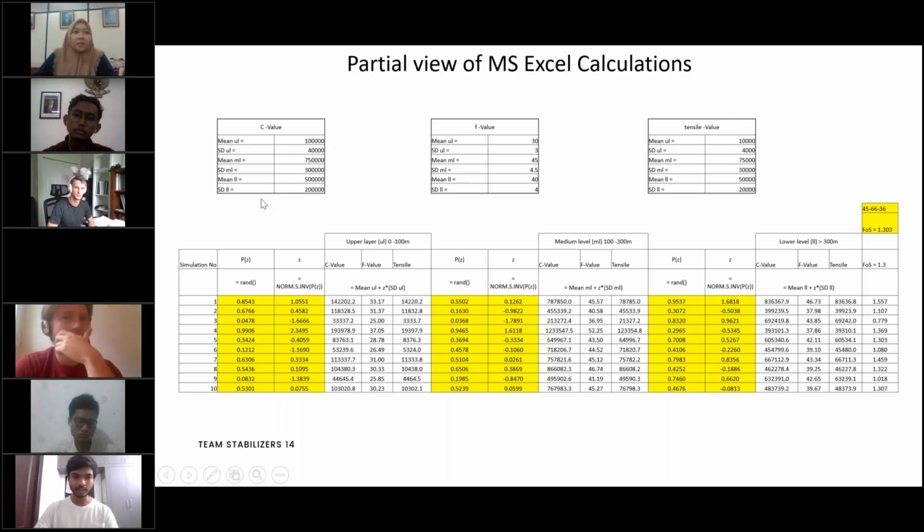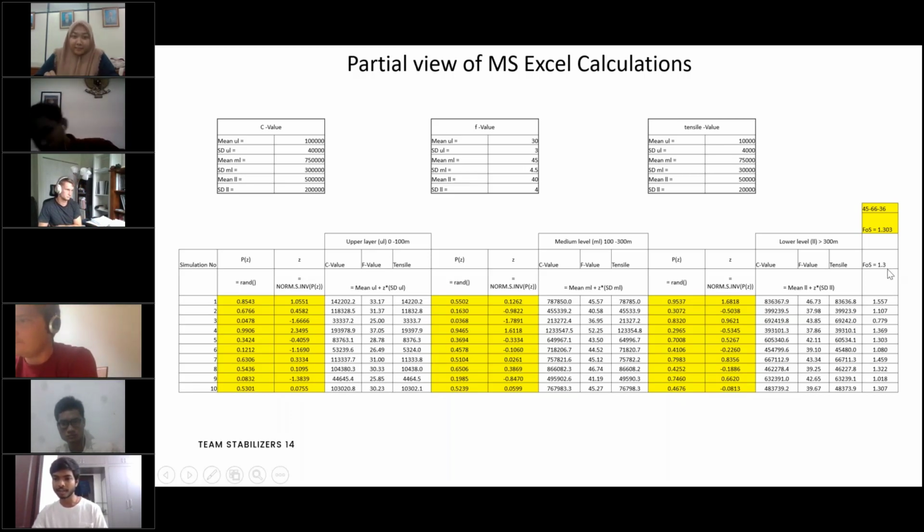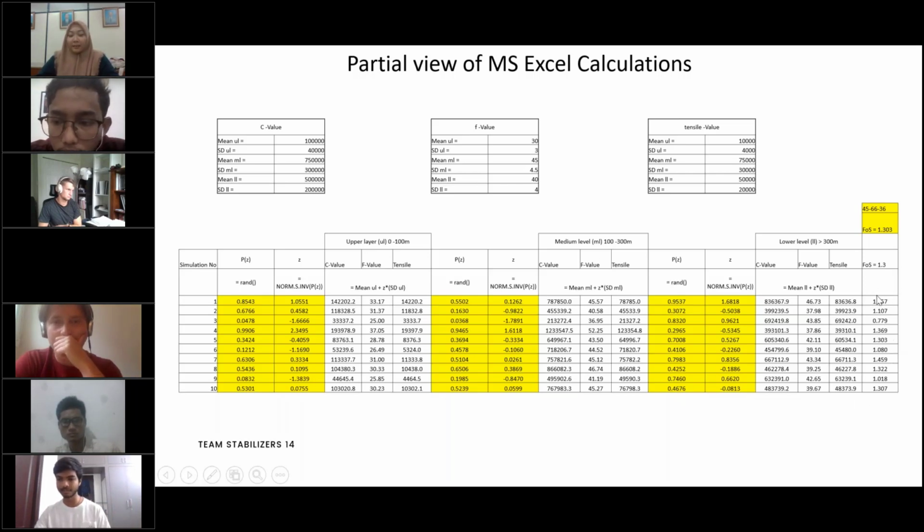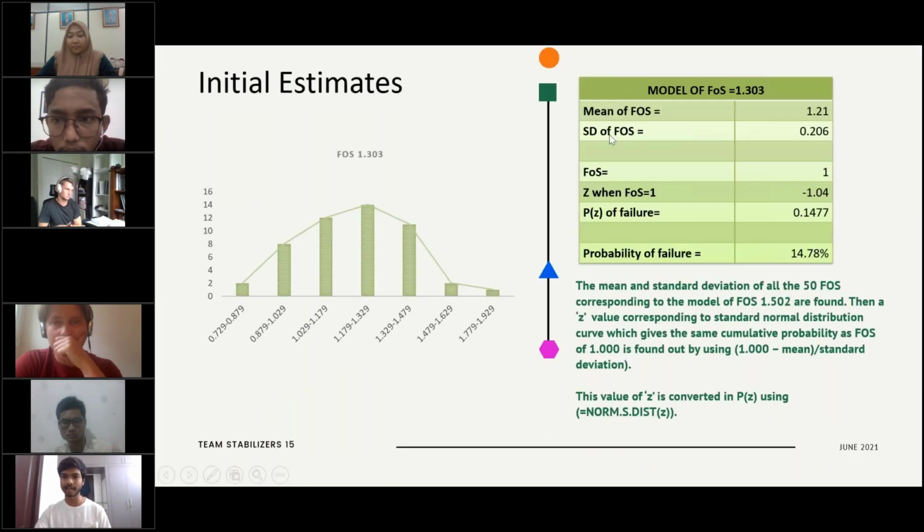We use these for all three layers, and the z value, to find random values for cohesion, friction value, and tension, using the mean of this layer's cohesion plus z times the standard deviation of this layer's cohesion, similarly for all three. Using these values of C, F, and T, we found the FOS for various sample sets for the model that we decided. Using these FOSs, we found the mean value and the standard deviation. Now we have to find the cumulative probability of FOS falling below 1.